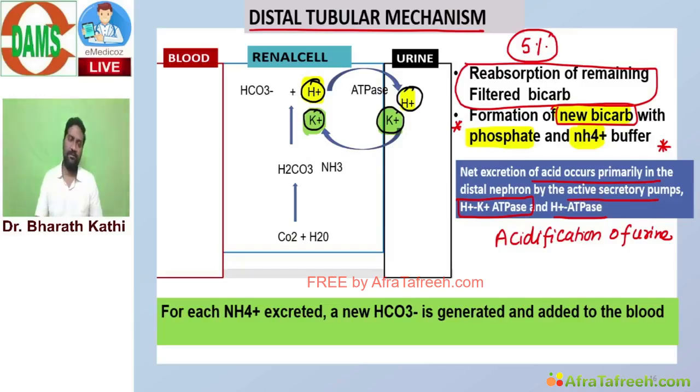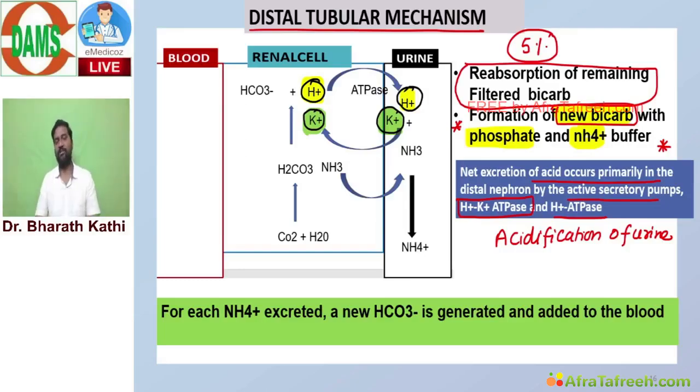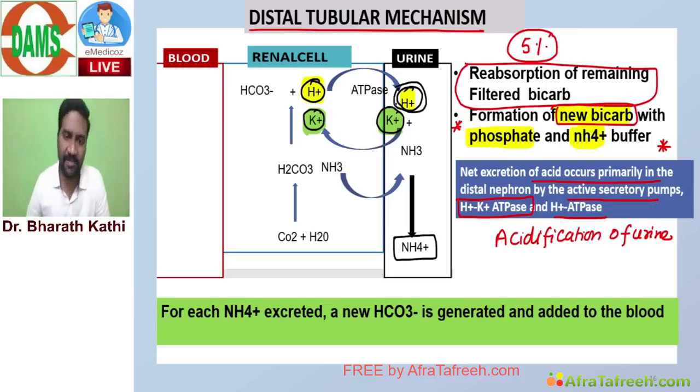Now within the renal cell there can be NH3. This NH3 goes into the urine, and this NH3 is now going to react with H plus, and that results in formation of NH4 plus. The ultimate result is NH4 plus is formed, and with this NH4 plus there is excretion of H plus.